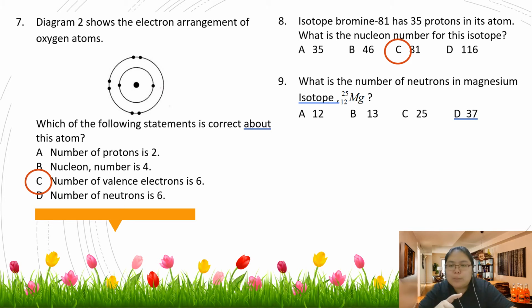So what is the number of neutrons? It is a magnesium isotope 25, 12. 12 is the proton number, isn't it? They ask about the neutron number. 25 minus 12, so your answer is 13.